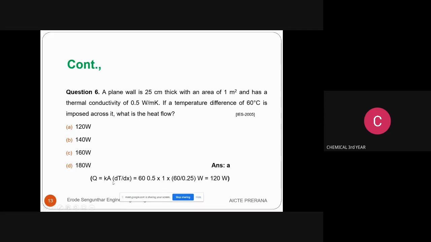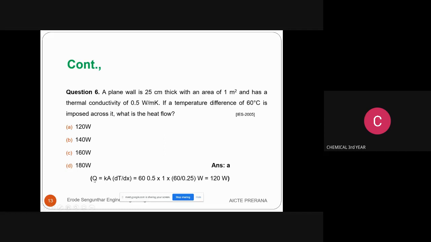If we substitute in this formula, Q is equal to kA dT by dx, Fourier's law of heat conduction mathematical expression. Q is 0.5 into 1 into 60 divided by 0.25. We will have 120 watt. So that is your Q value. A is your answer. For question number 6, option A is the answer, 120 watt.